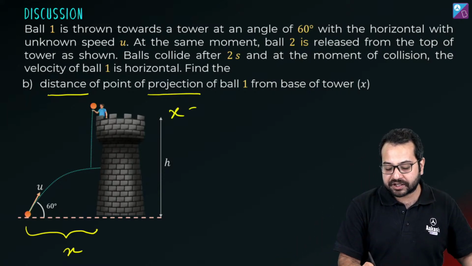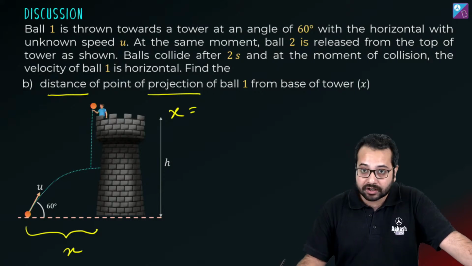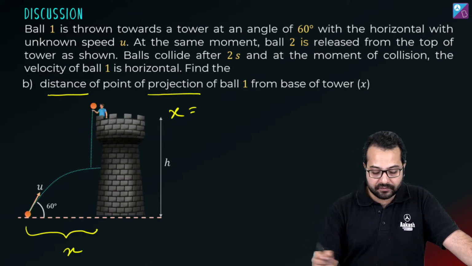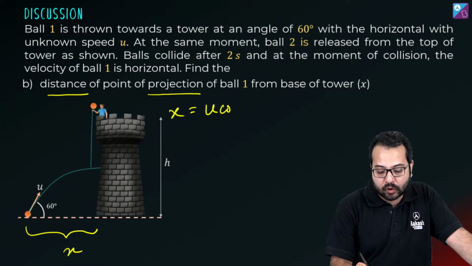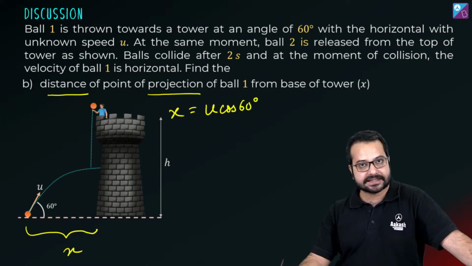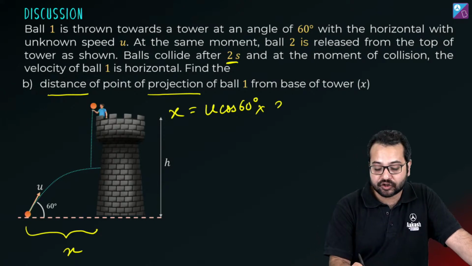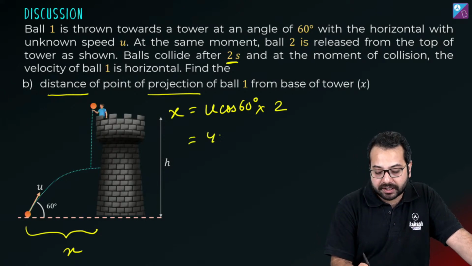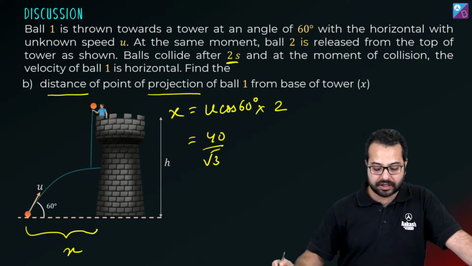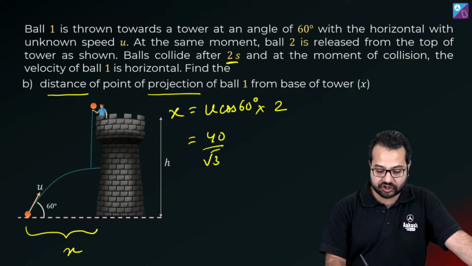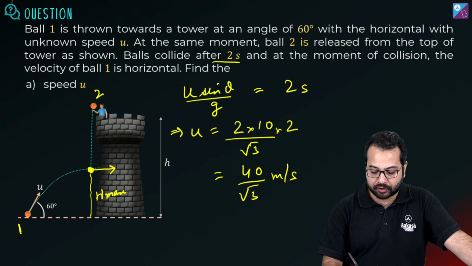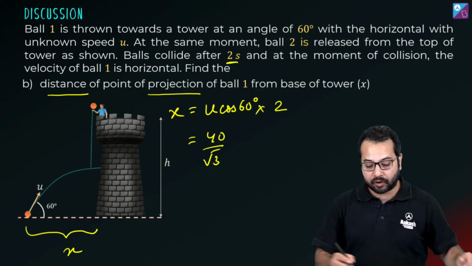And the horizontal displacement is going to be the horizontal velocity multiplied by the time taken. What is the horizontal velocity? It is u cos 60 degree. Is that correct? Multiplied by the time taken. And what is the time taken? The time taken is 2. So this becomes 40 upon root 3. Okay, so let me check if this is 40 upon root 3. Yes, so this is 40 upon root 3.